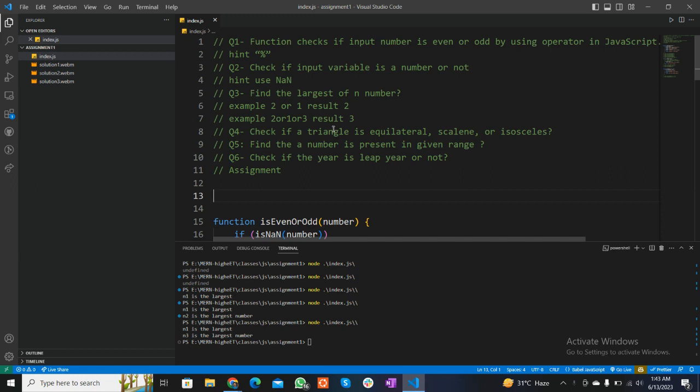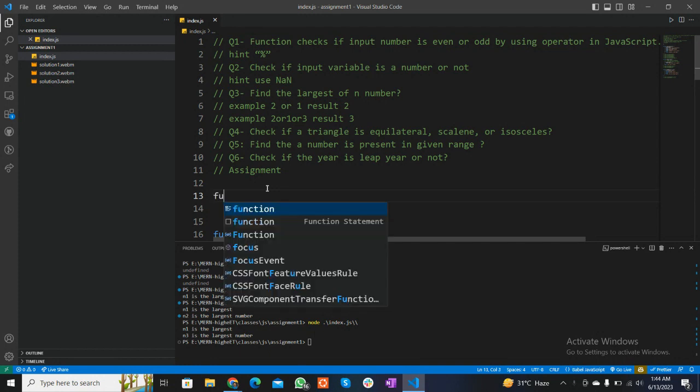So basically we have to check the type of triangle. The triangle has three sides, which is obvious. We have to check whether a triangle is equilateral, scalene, or isosceles. First, let's go for the equilateral triangle. If a triangle is equilateral, it has three sides and all three are equal.